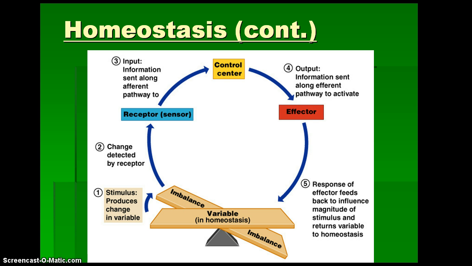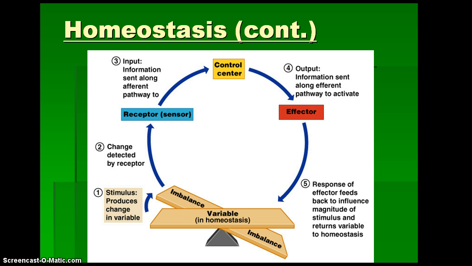Back to the homeostasis feedback loop. From the control center, the information is sent along an efferent pathway to activate an effector or a change to the stimulus. The response of the effector feeds back to influence the magnitude of the stimulus and returns the variable to homeostasis. We're not going to discuss this very much more, but there are two types of homeostasis and feedback. It's called negative feedback and positive feedback.